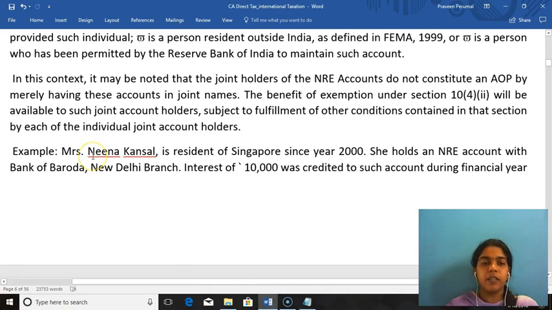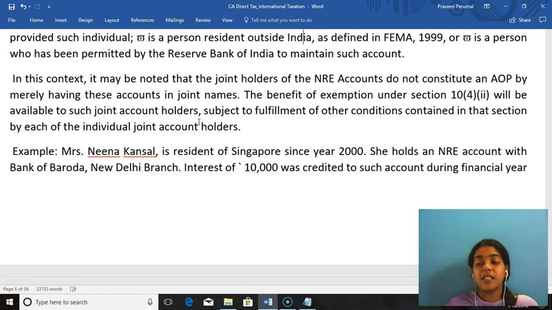Now, next example. Mrs. Nina Kansal is a resident of Singapore since year 2000. So, the word here, let us be very careful. We have to find out whether the word used here is resident or citizen. The resident and citizen are not one and the same, and therefore caution must be exercised whenever the word resident or citizen is being used.